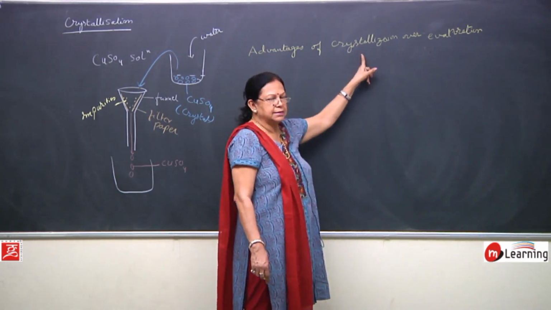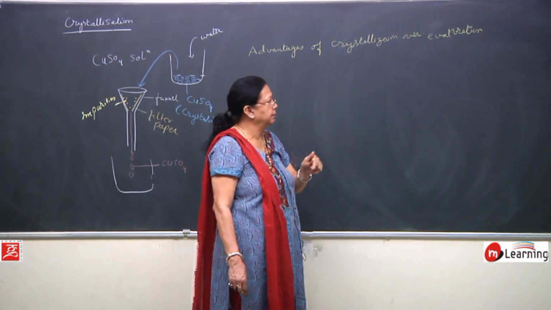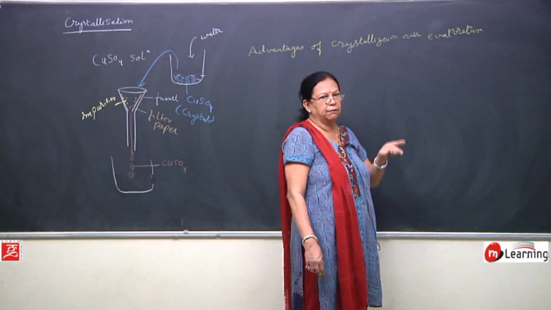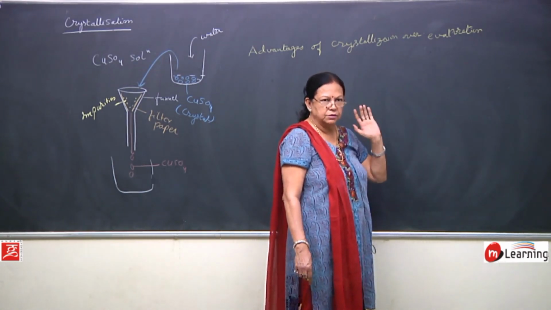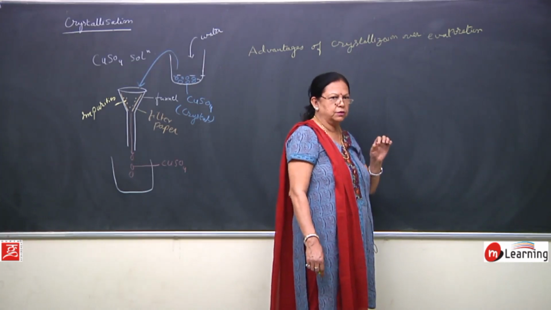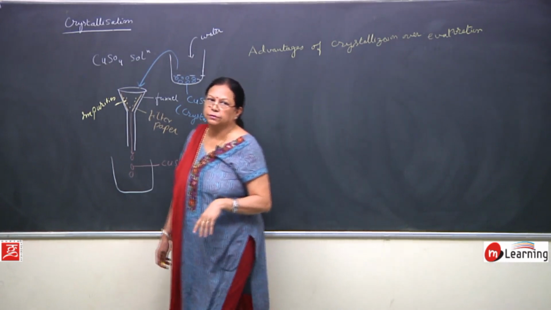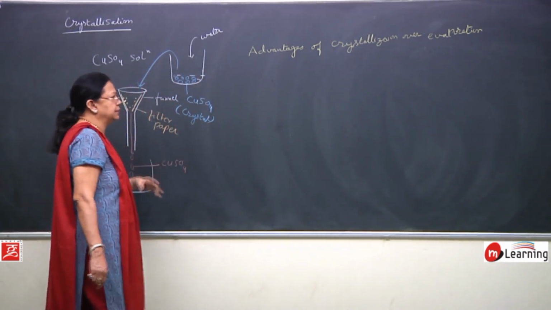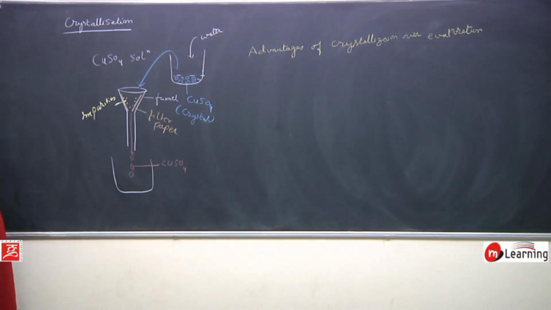Second, in crystallization, we remove all the impurities by filtering. In evaporation, we are evaporating the solvent and we are left with the solute. So in this solute, some of the impurities may be present, right? So these are a few methods of separation of the components of the mixture.